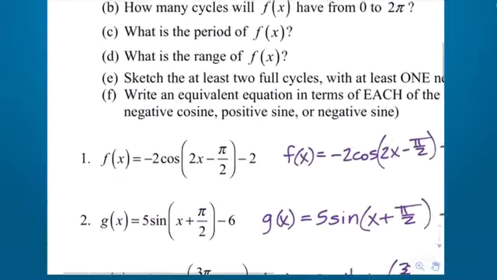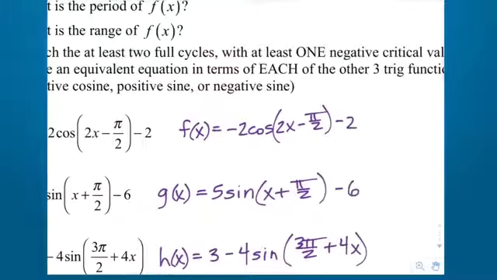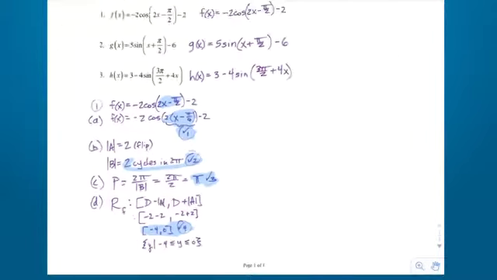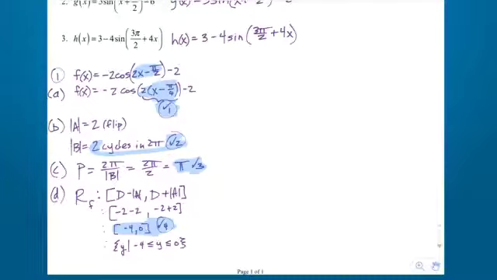Okay, A, B, C, D. What comes next? E. Sketch at least 2 full cycles with at least 1 negative critical value. And that's going to be kind of the standard. All right, so now we can put it all together. And our range is entirely negative or non-positive.